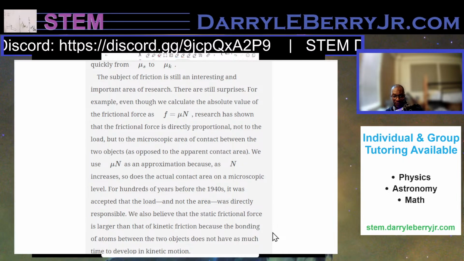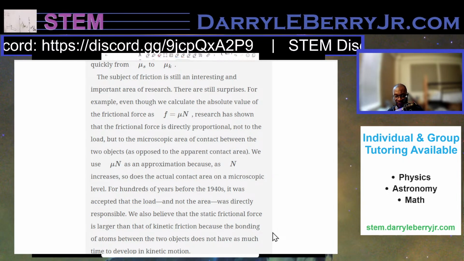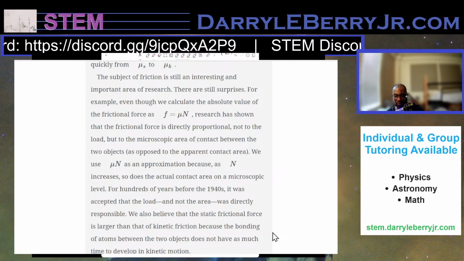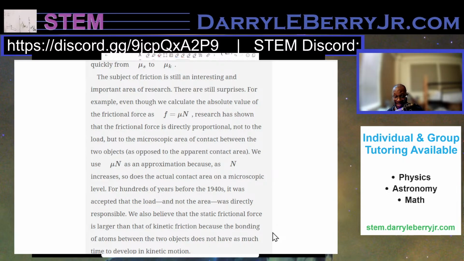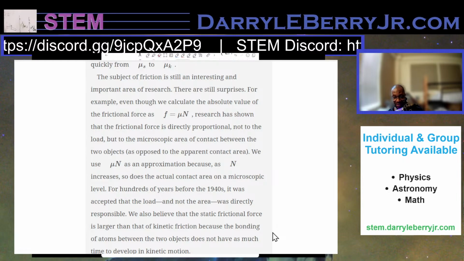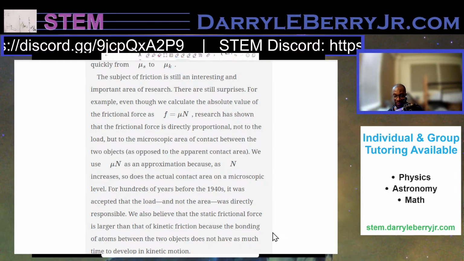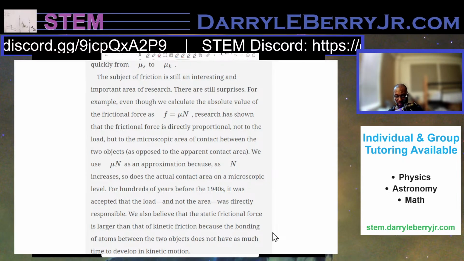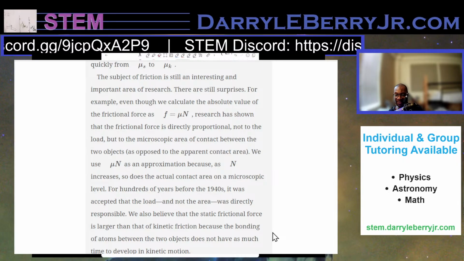There are still surprises. For example, even though we calculate the absolute value of the frictional force, F as mu n, research has shown that the frictional force is directly proportional to, not to the load, but to the microscopic area of contact between two objects, as opposed to the apparent contact area. So this sort of answers my question earlier about the amount of mass as a determinant. What it's saying is not directly proportional to the load. So it's not directly proportional to how much mass is there, but the contact size.